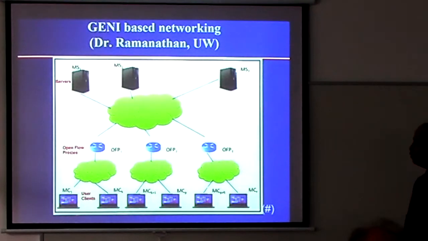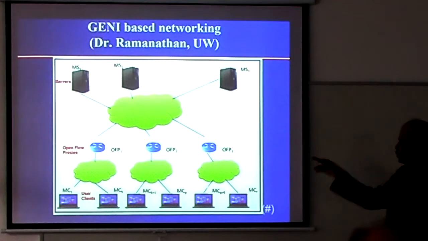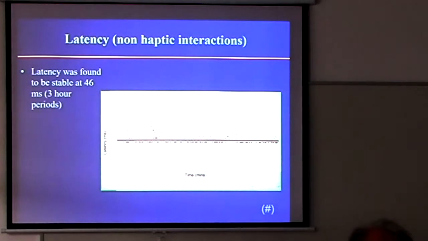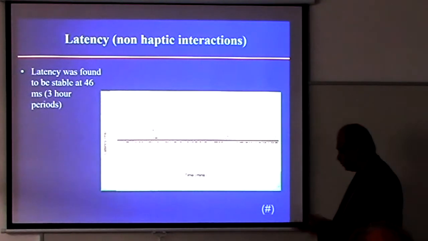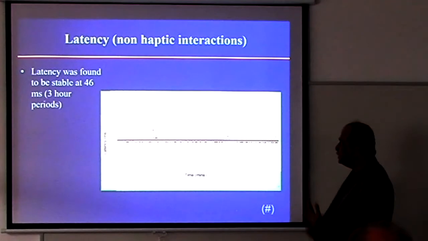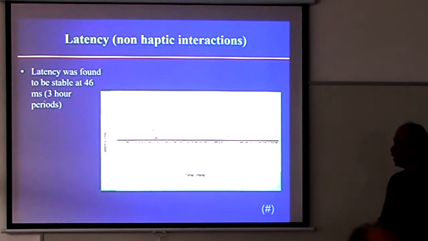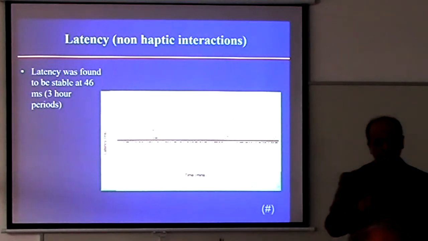So this is again an overview of the architecture that we've interacted with over here. There is something called OpenFlow. It's an implementation of SDN, and we have just shown how users can interact from different locations. What was interesting was, with the help of my computer science co-PI, we collected data and we demonstrated the non-haptic interactions, and the latency was fairly stable at 46 milliseconds.